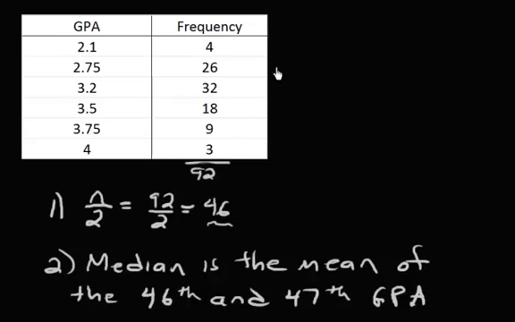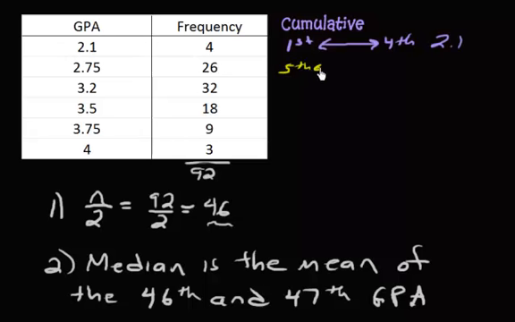Okay, so let's come up here. Let's write out our cumulative column. Now let's get started. So our first through the 4th, okay, they all had a GPA of 2.1. Alright, so that would mean the 5th through, because that would be the 5th person, would be the next person in line. Add up these two right here, and you're going to get 30. So that means the 5th through the 30th have a GPA of 2.75.